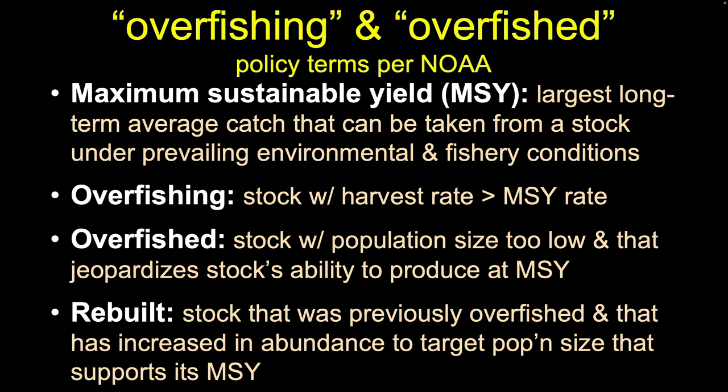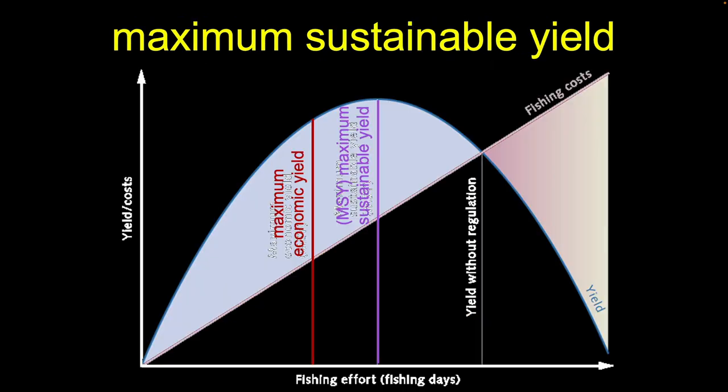And then rebuilding is when we have a stock that we've either stopped harvesting or reduced our harvest, and we're wanting the numbers, the biomass, to go up to get to a point where we can get back to, quote unquote, fishing it like normal, right? Okay, so MSY, overfishing, overfished, and rebuilding are key policy terms in fisheries management for U.S. policy. So let's talk about, just for a second, in a cartoon fashion, what we mean by MSY.